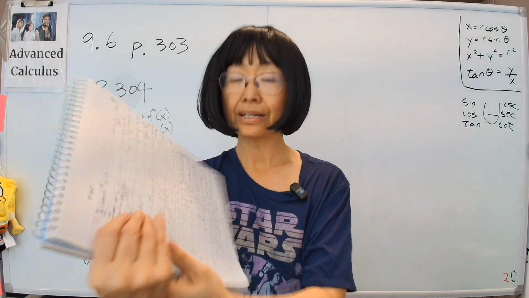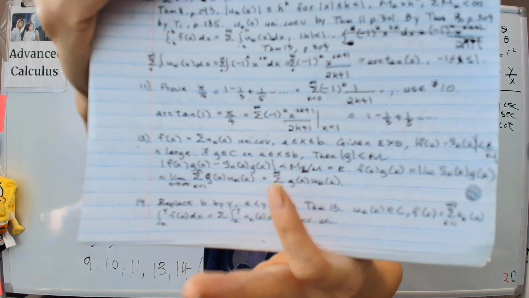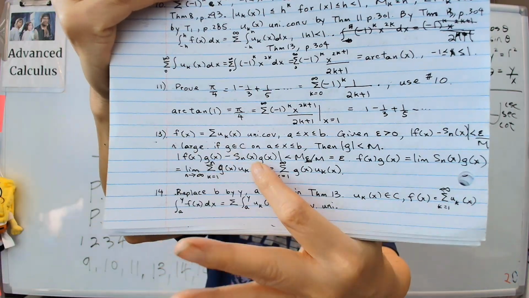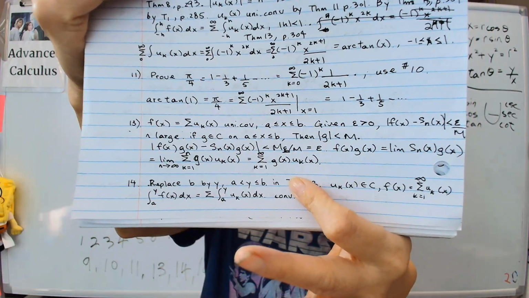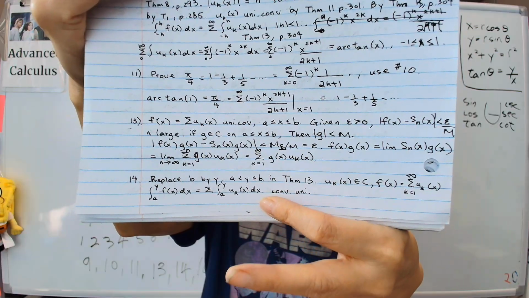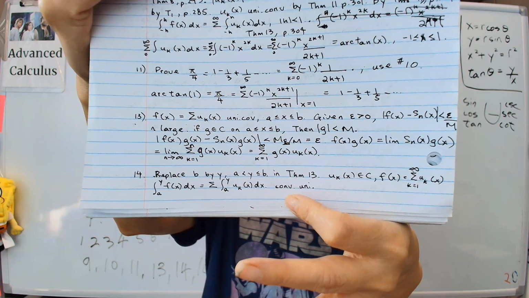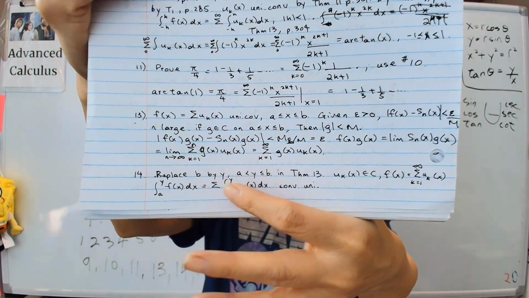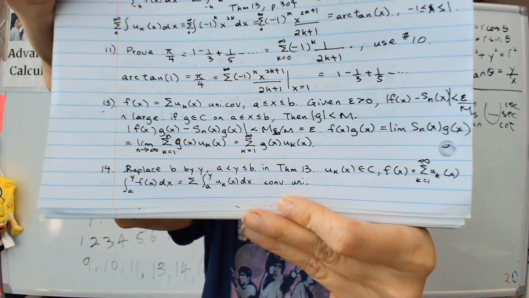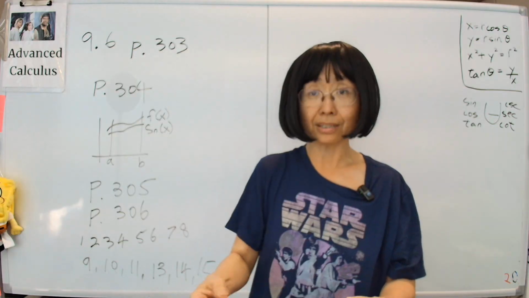So next, let's look at problem 13, which is a standard epsilon proof. You just have to put another g in there, and everything works out very quickly. So that's problem 13. Problem 14, same thing. The book wants you to replace b by y, so why don't we do that? And it converges uniformly, of course. It has nothing else to do.